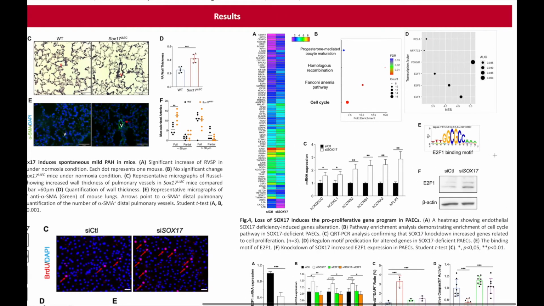Figure 4 is the RNA-seq data. A is a heat map showing endothelial SOX17 deficiency induced gene alteration. Figure B is the pathway enrichment analysis. We found the cell cycle is a main pathway. And Figure C shows this gene, the main gene in the cell cycle, has a higher expression in the SOX17 knockdown group.